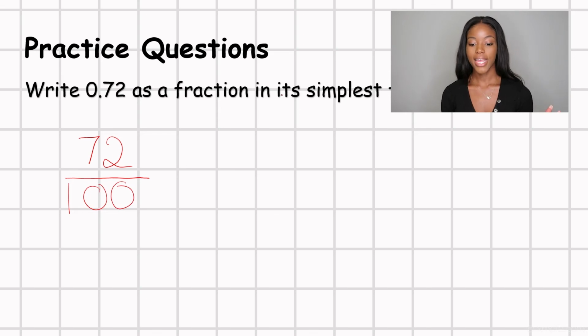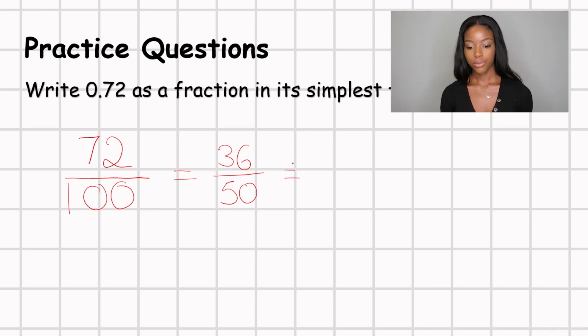But again, it says in its simplest form. So we are working to reduce this fraction to a point where we're not able to divide the top and the bottom by the same number. The easiest thing to do, I always just start by dividing by 2. So if I divide the top by 2, it's 36, and divide the bottom by 2, it's 50.